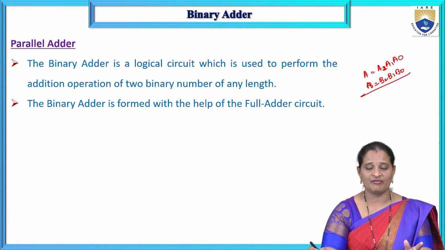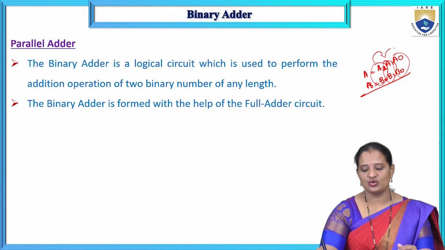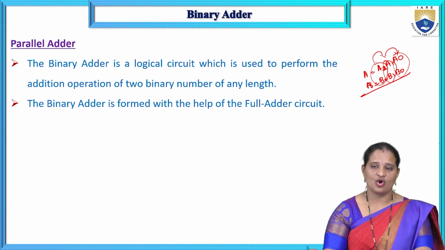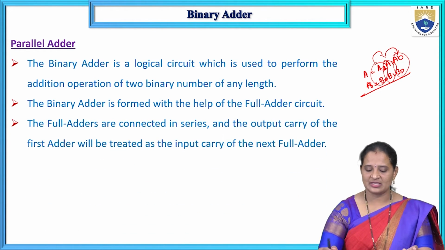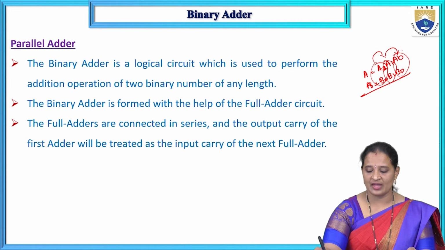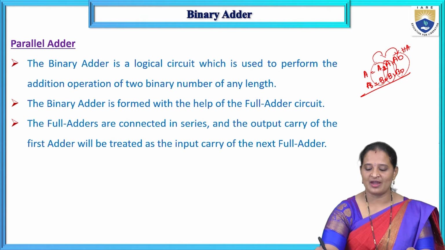Then how many full adders are required? For each bit addition, I require a full adder. So like that, I can use 3 full adders, or else, in order to perform the addition of two LSBs, as we don't have any carry while we are adding the LSBs, we can also use a half adder and the remaining 2 full adders.